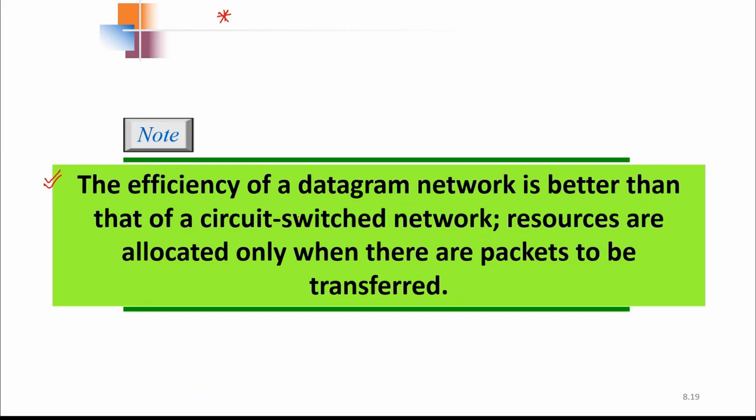So here the efficiency of a datagram network is better than that of the circuit switch network. Why? Because it is utilizing the resources efficiently. Here the resources are allocated only when there are packets to be transferred. So whenever a packet is to be transferred from source to destination, only then will the resource be allocated to transfer the packet. Otherwise, other users will not be able to use the resources until there is a demand. So that's why the efficiency is higher than circuit switching.